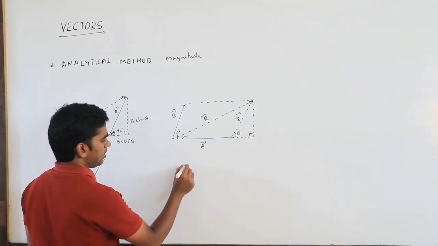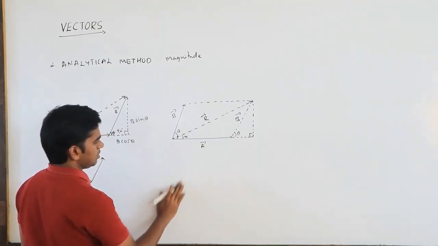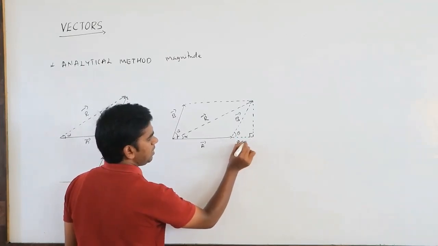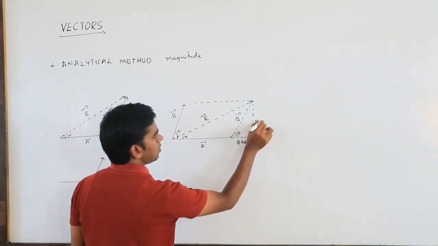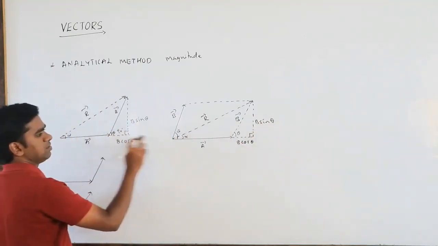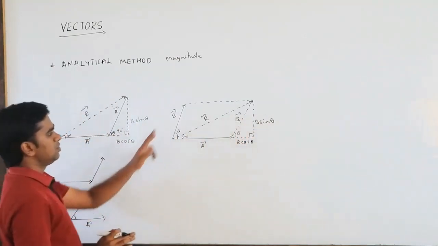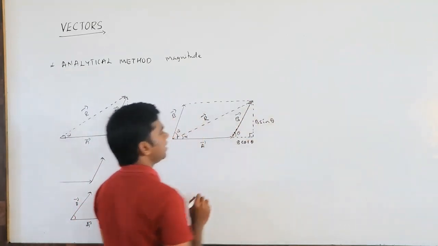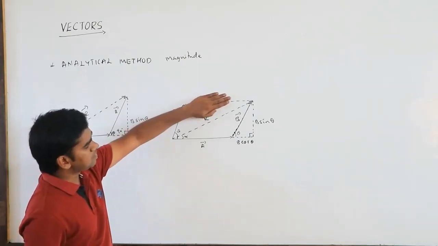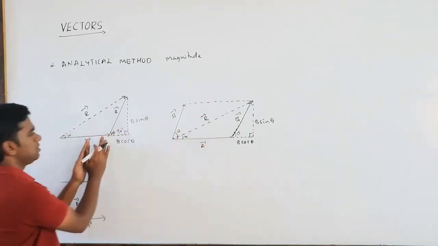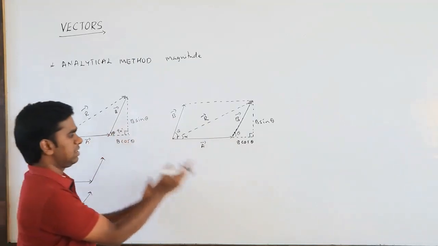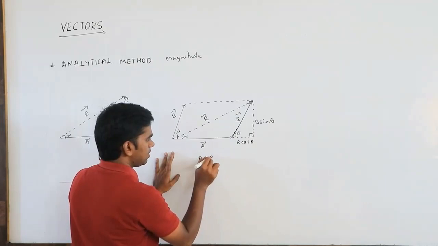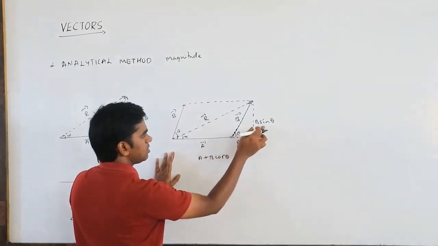No need to draw. So what is this one? This is going to be B cos theta, and this is going to be B sin theta. Same thing we are getting. This B only we are taking here, and this B only we are taking over here. So if you forget these things, this becomes the same as this diagram. That means the resultant will be, this total will become, magnitude wise, A plus B cos theta, and this is B sin theta.